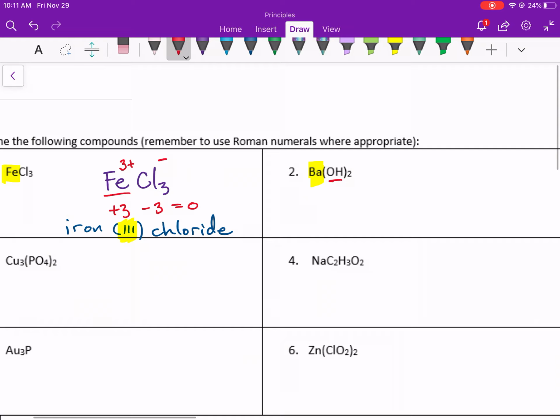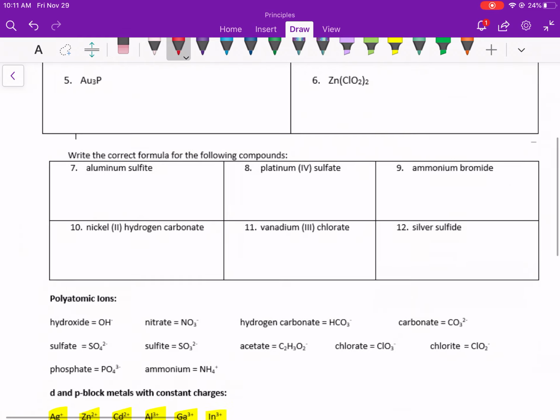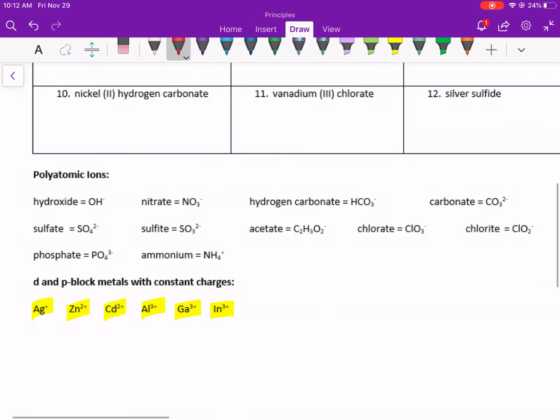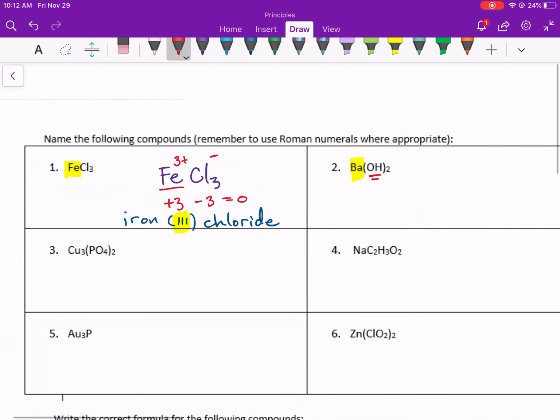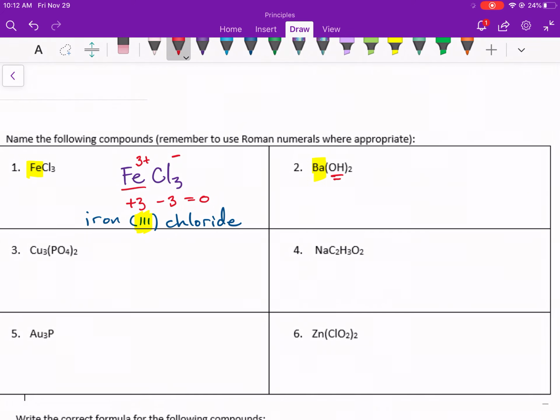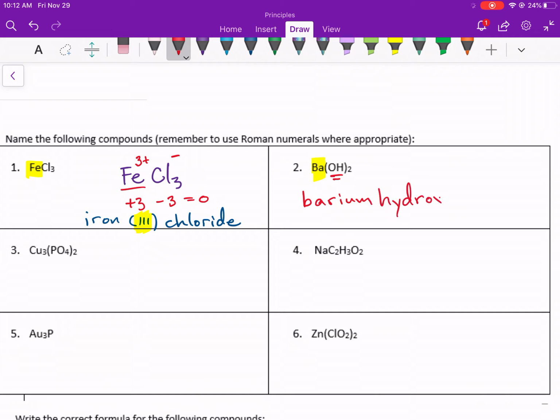We do have a polyatomic ion here, hydroxide. And the good thing about polyatomic ions, and again, you're given the list of polyatomic ions, you don't have to memorize that. Okay, so here's hydroxide. The good thing about the polyatomic ions is you don't have to change their names at all. You don't have to do anything to them. You just have to leave it as is. So this one is going to be called barium hydroxide.